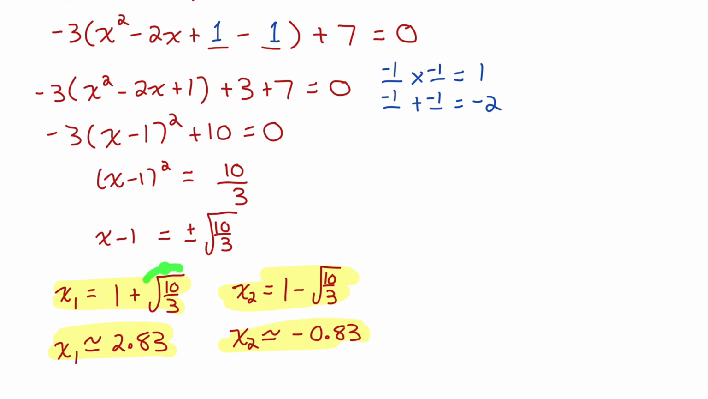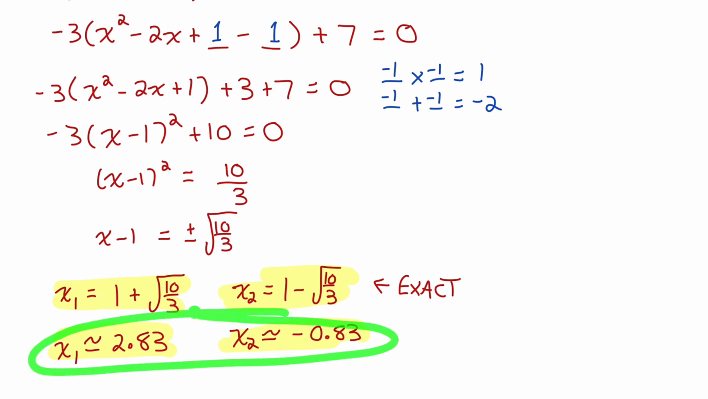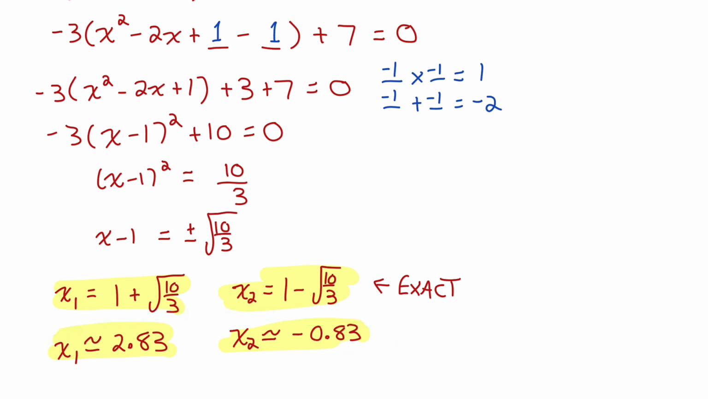The square root of 10 thirds is irrational, meaning it has a decimal value that goes on forever with no repeats or patterns. It can't be expressed as a fraction. So if a question asks you for the exact answer to a quadratic, you'll leave it in this format. But if it asks you for an approximate value, you can use a calculator to get the approximate value and round it to how many ever decimal places are indicated.